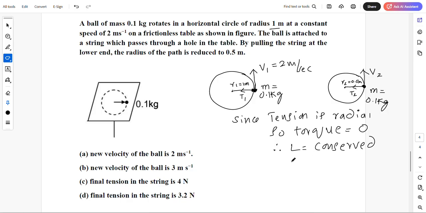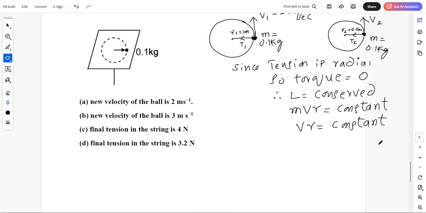Therefore, what is L? L is mvr, which is also constant. Here in both the cases, m is constant, so I can write vr is equal to constant. So I can write V1 R1 is equal to V2 R2. From here I can calculate V2. V2 is equal to V1 R1 divided by R2.